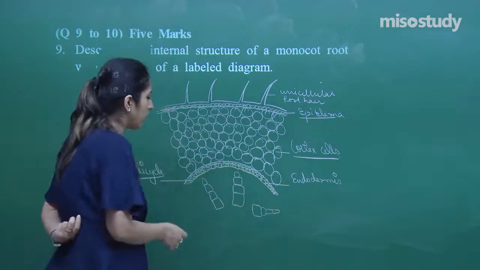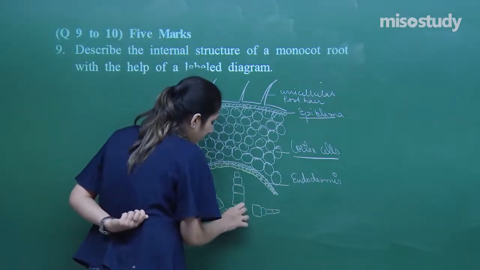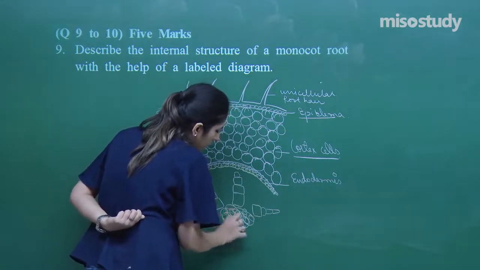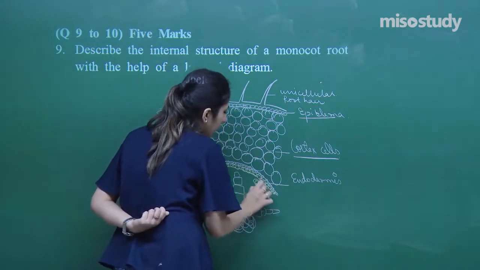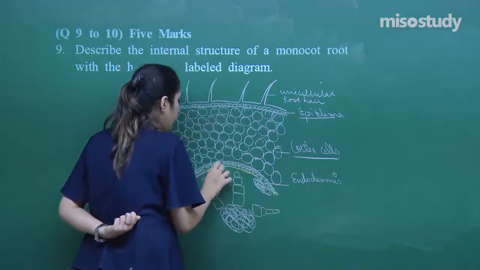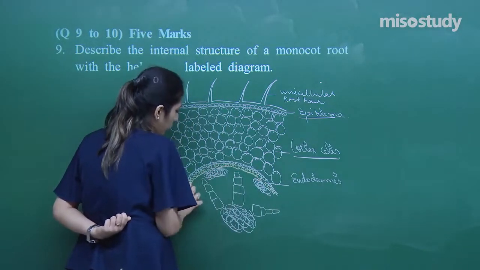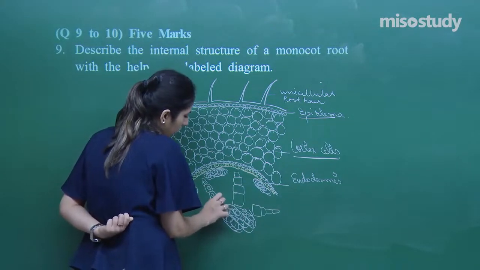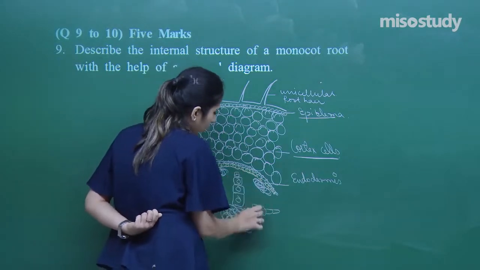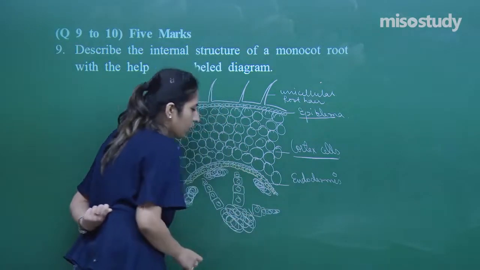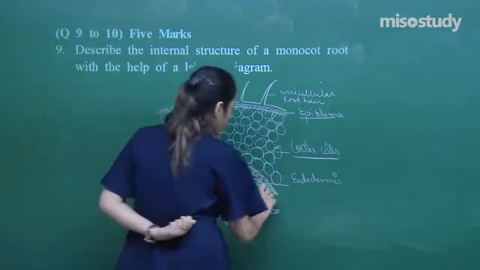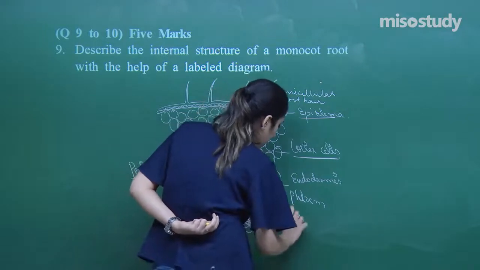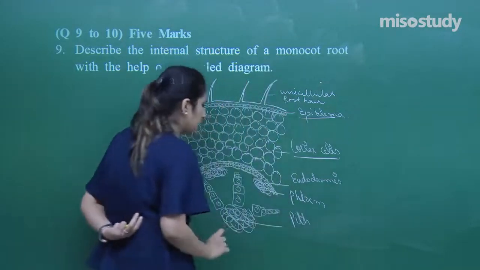This is how you have to make the whole diagram. In the center, pith is present. Pith cells are present. Towards this side, you can see another type of cells, which we call phloem, which helps in conduction of food. This is called phloem. This is called pith. A well developed pith is present in this case.